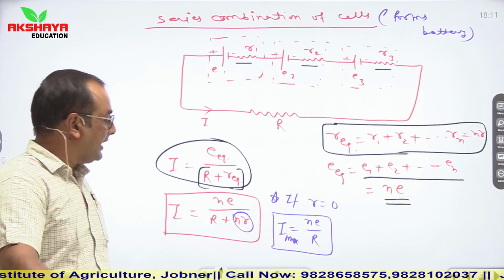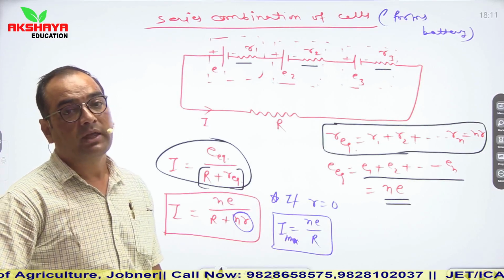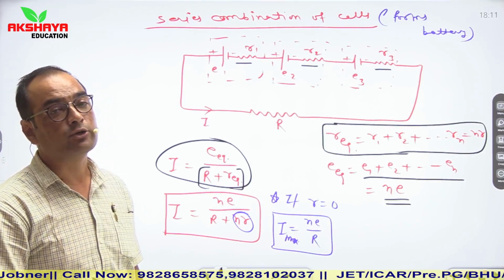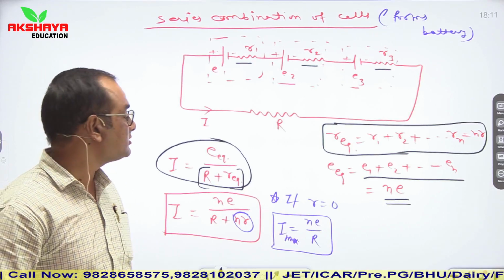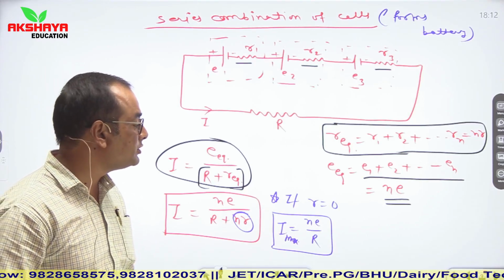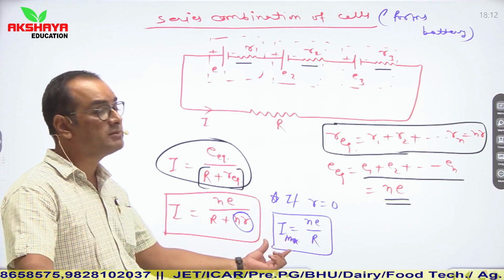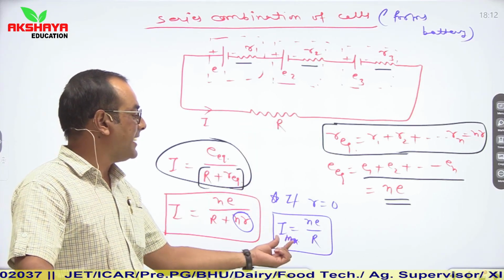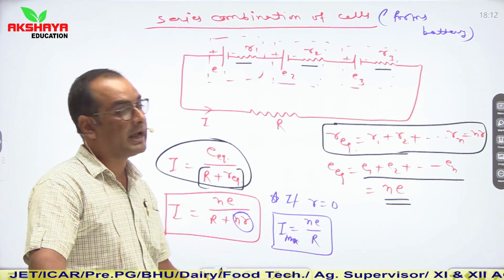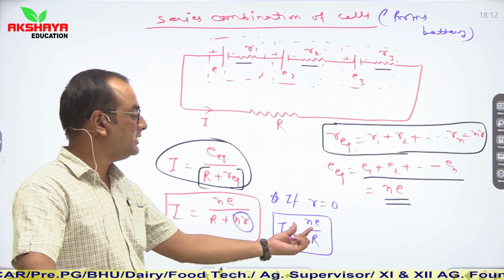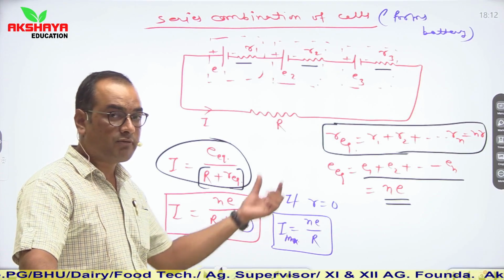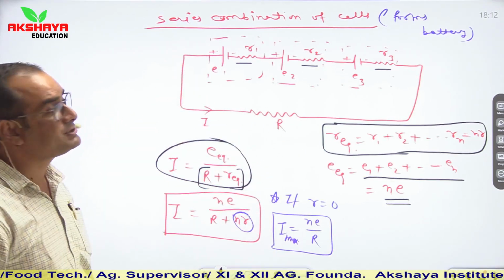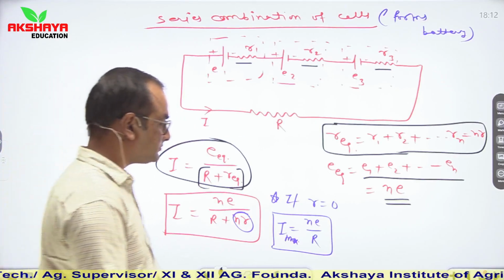And if I consider a special case where the internal resistance of each cell is considered to be 0, then in that case the maximum current will flow through the load resistance. So I maximum is equal to nE upon capital R. Here nE is the sum of EMFs of all the cells connected in the circuit. So this is the simple concept of series combination of the cells.